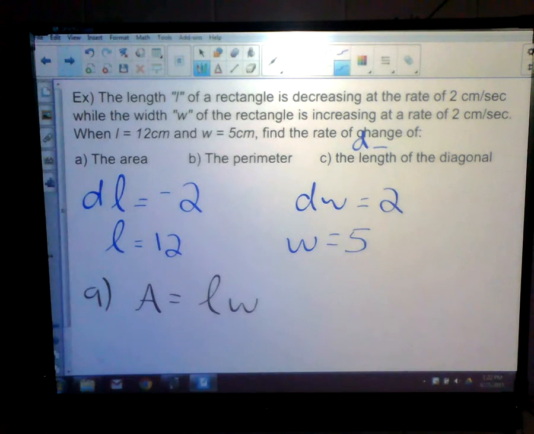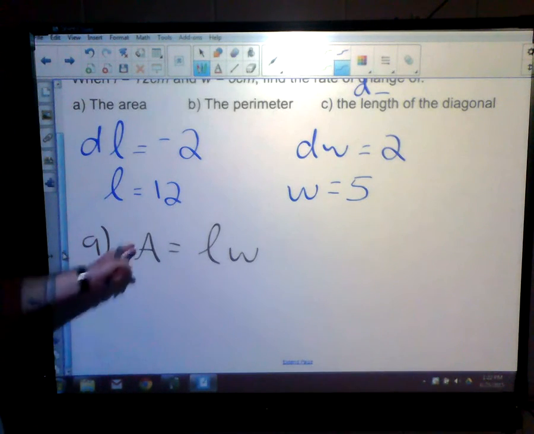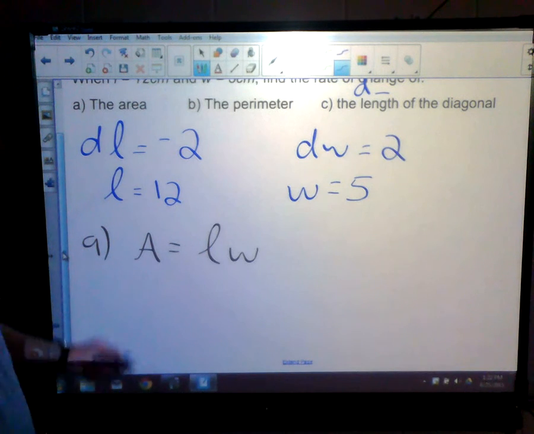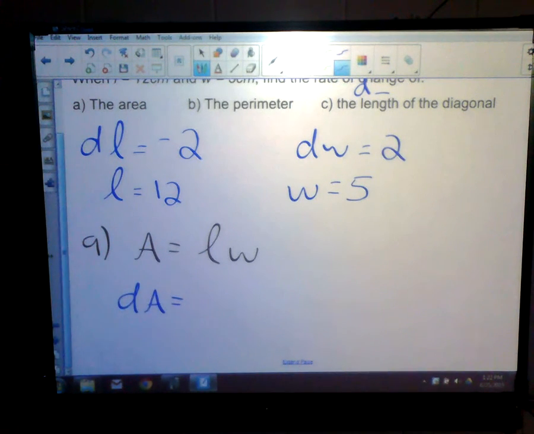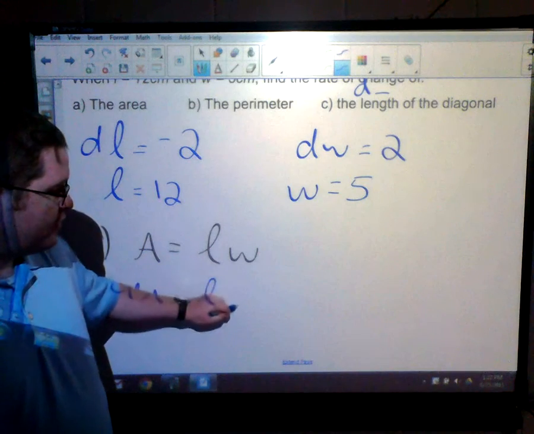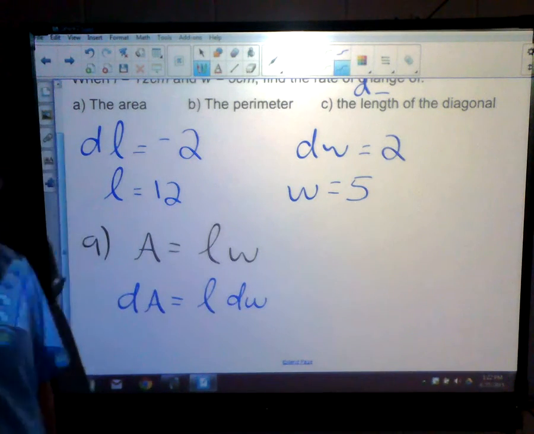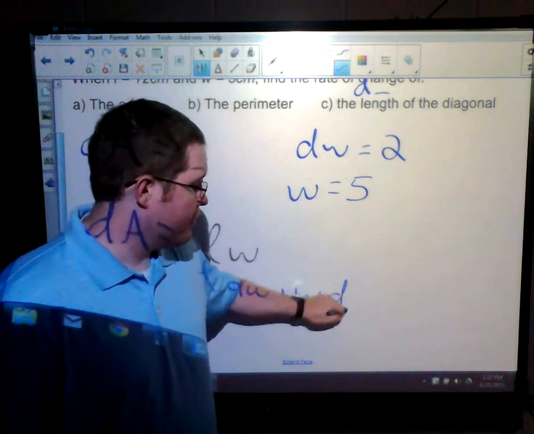Now, if I'm changing, what in calculus can I do to show change? I can take the derivative. What's the derivative of A? It's dA. Be careful here. This answer is not dL dW. It's first times the derivative of the second plus the second times the derivative of the first.